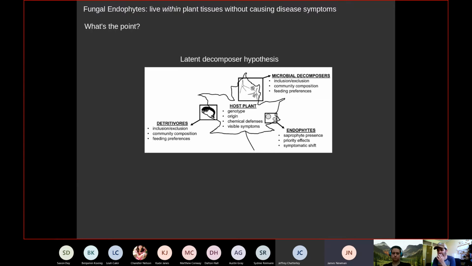Would it be possible to measure enzymatic activity of these saprotrophs on living versus dead tissue? Okay, yeah. That's a bit more complicated than what UVU students did last year.